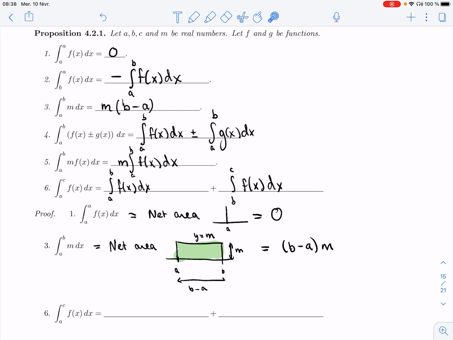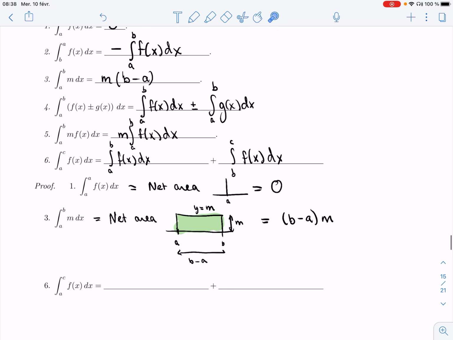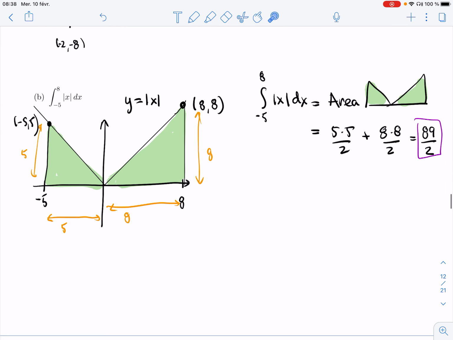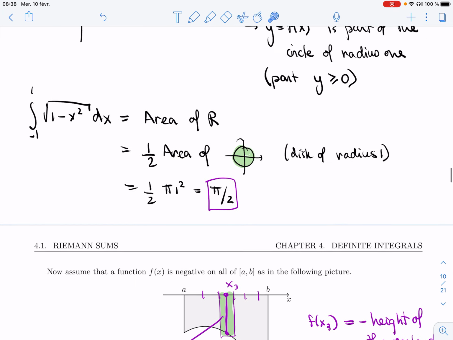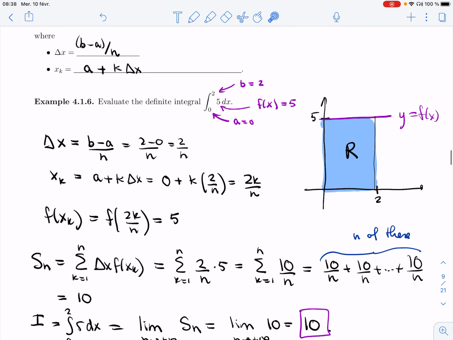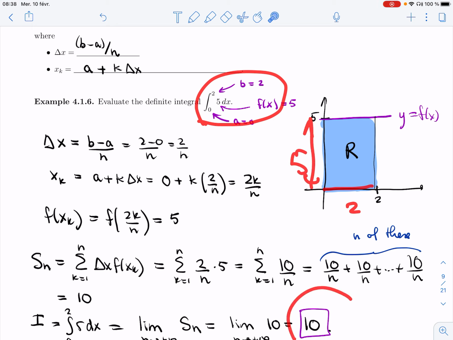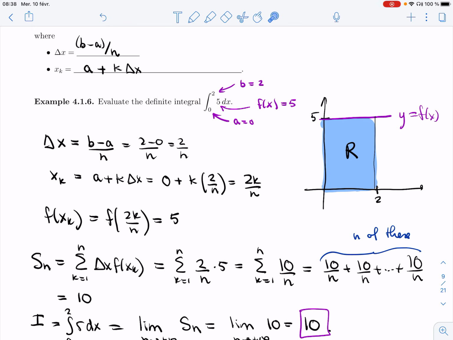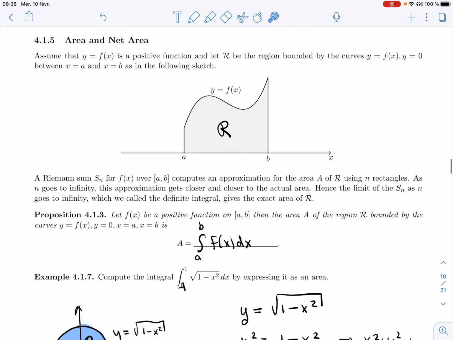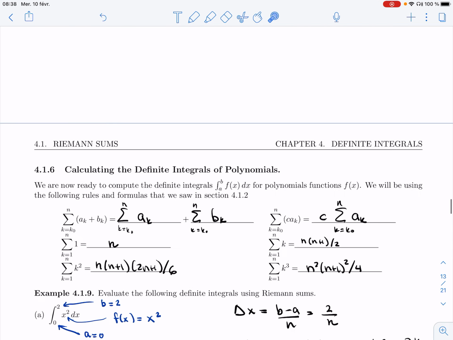We did an example like that, right? Do you remember? Let's go see. Hope it isn't too far. I think it's just before this. Yeah, we did an example like that of integrating 5 from 0 to 2. We have this rectangle with width 2 and height 5, and we got 5 times 2, which is 10. Same idea with arbitrary a, b, and arbitrary m.